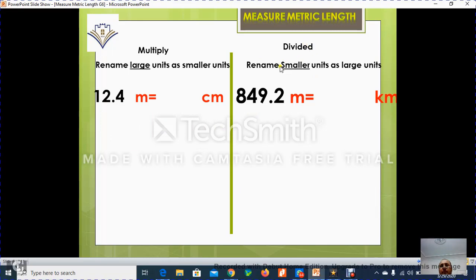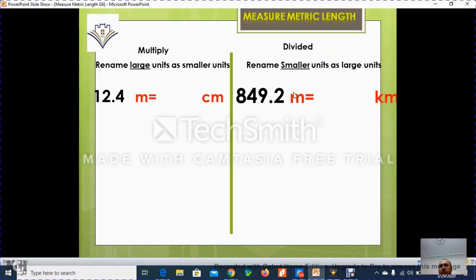Now, we said before that we sometimes need to divide and sometimes multiply. We divide when we rename a smaller unit as a larger unit. For example, the meter is smaller and the kilometer is larger, then we need to convert from meter to kilometer. We need to rename again, smaller unit to large unit.